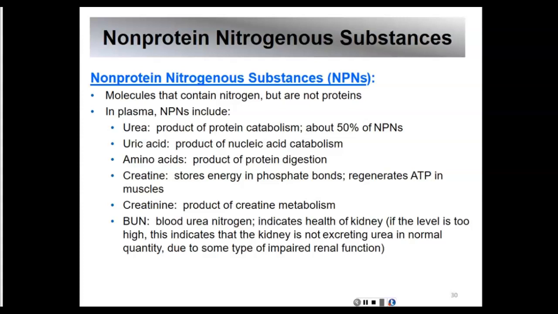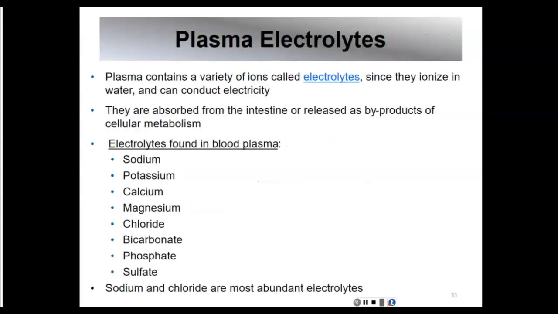This indicates the health of a kidney. If the level is too high, it indicates the kidney is not excreting urea in normal quantity due to some type of impaired renal function.